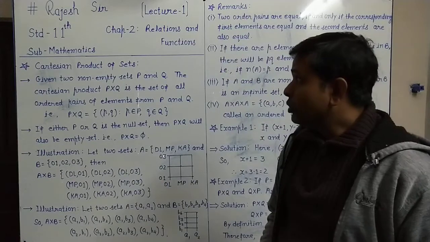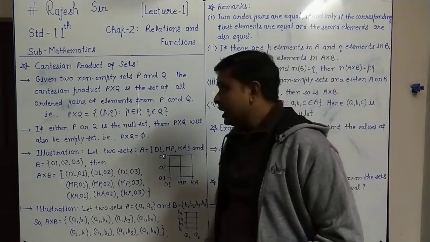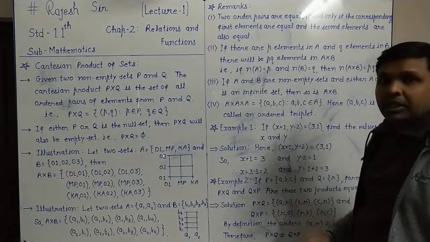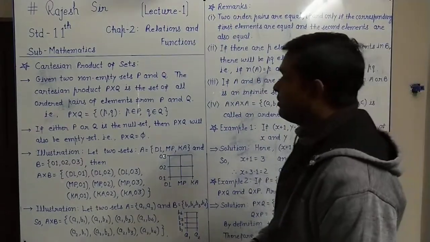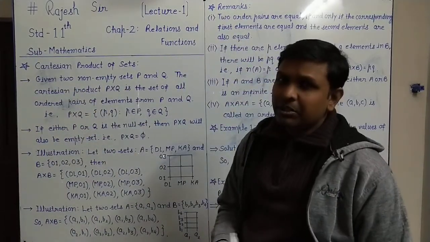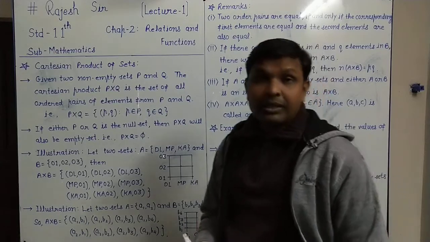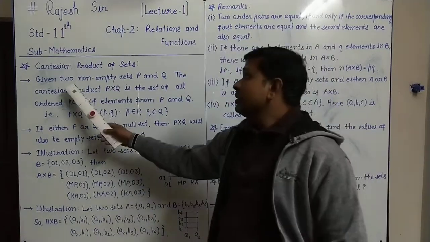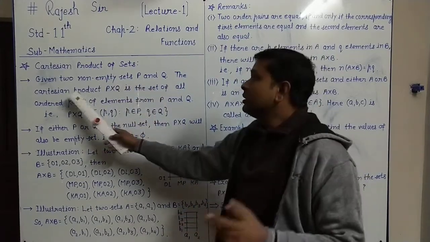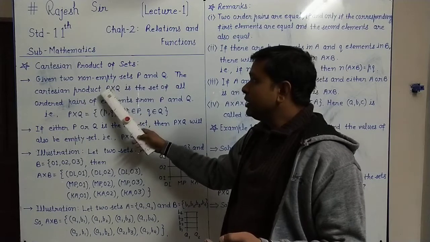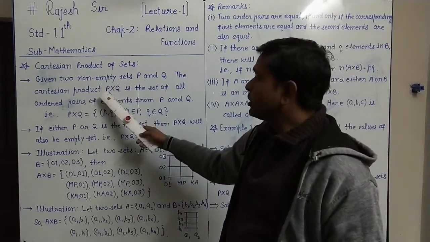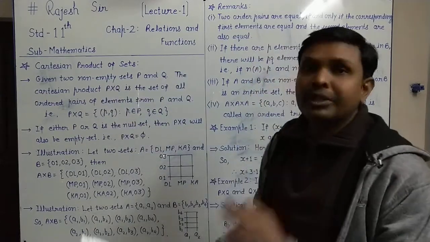What is the Cartesian product? For that, we have the definition, the example, and some remarks, with more examples we will see and verify. So first of all, the definition: given two non-empty sets. Non-empty sets means not empty sets, the sets have some elements in them. So given two non-empty sets P and Q, the Cartesian product is denoted as P cross Q, we read it as P cross Q.